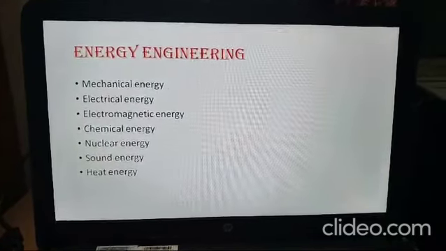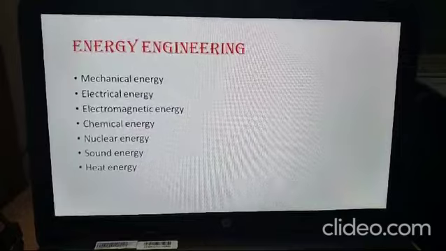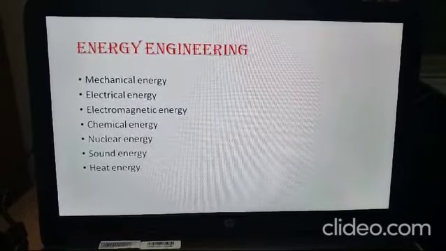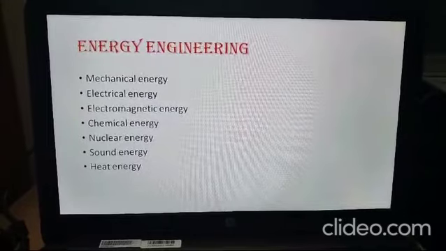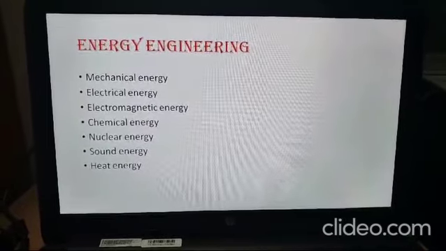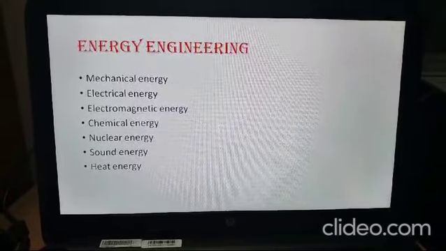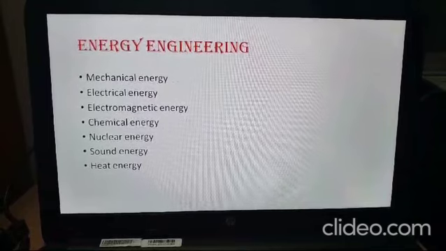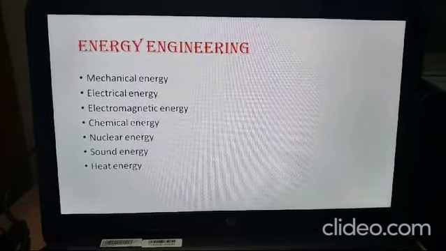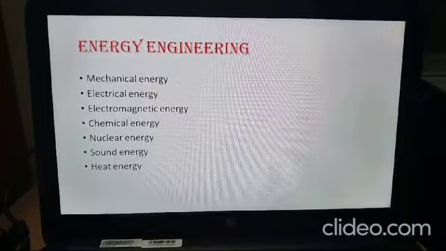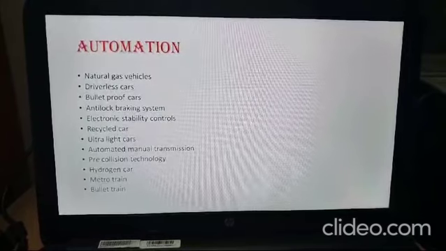Then one more sub-discipline is energy engineering. So we know the law of conservation of energy. Energy will be converted from one form to another form. So we can convert mechanical energy into electrical energy, chemical energy into mechanical energy, nuclear energy, nuclear power plant. Nuclear energy is used for producing power, sound energy, heat energy. So all these things will be studied in energy engineering.